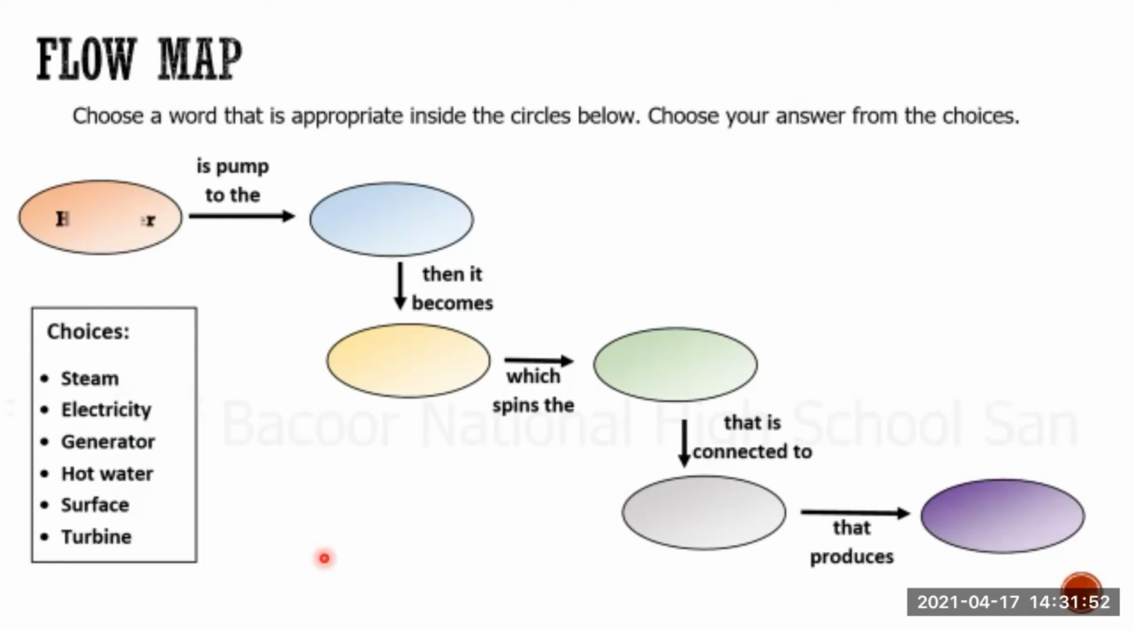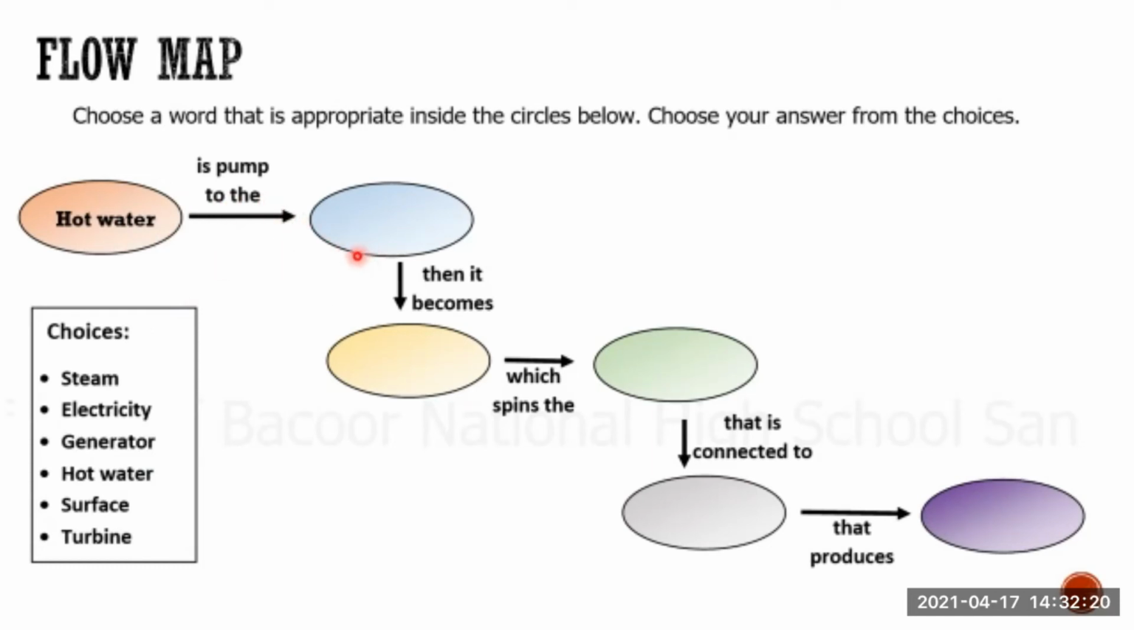Okay, that's correct. Hot water. The hot water is pumped to the... In a geothermal power plant, the hot water is being pumped because this will serve as the thermal energy or the heat that is needed by the geothermal power plant to produce electricity. So the hot water beneath the earth is being pumped to the... from where?